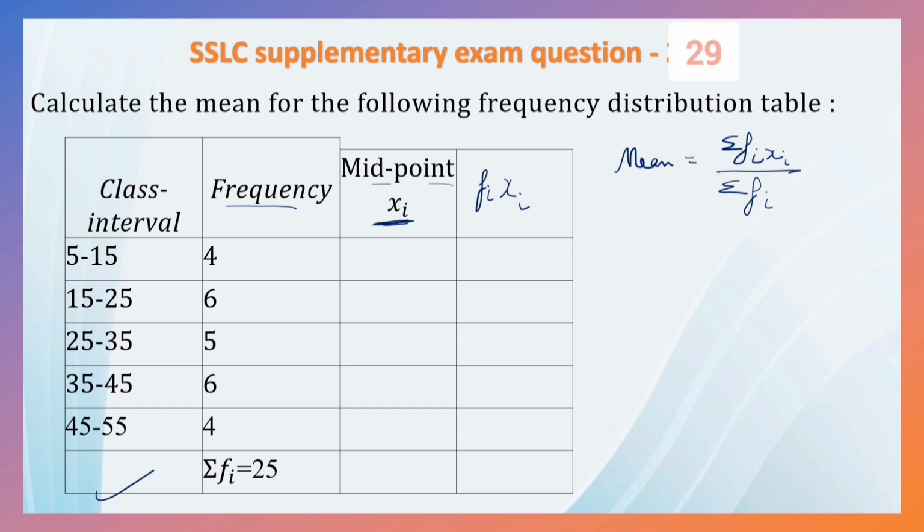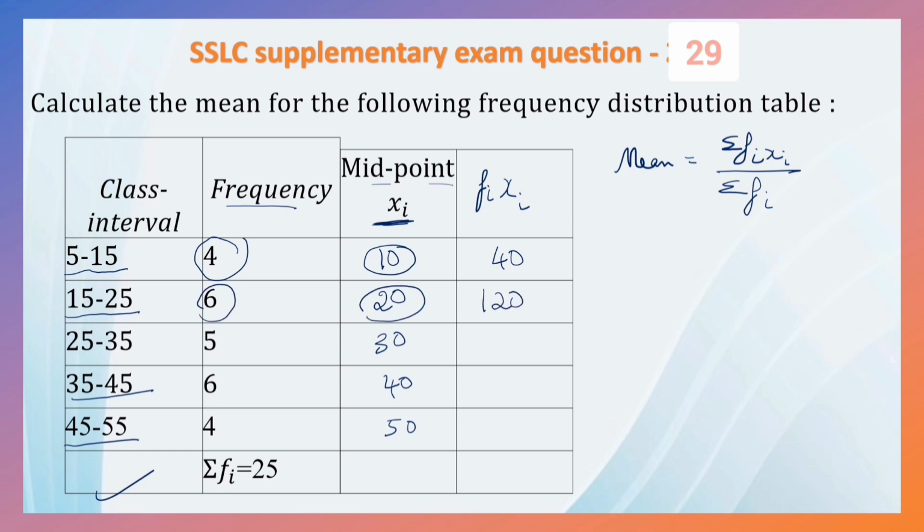Okay, midpoint means 5 plus 15, 20, 20 by 2, 10; 15 plus 25, 40, 40 by 2, 20; so this is 30 midpoint, 40 is the midpoint, 50 is the midpoint. Now multiply frequency and midpoint: 4 and 10, that is 40, 6 20s are 120, 5 30s are 150, 6 40s are 240, 4 50s are 200.